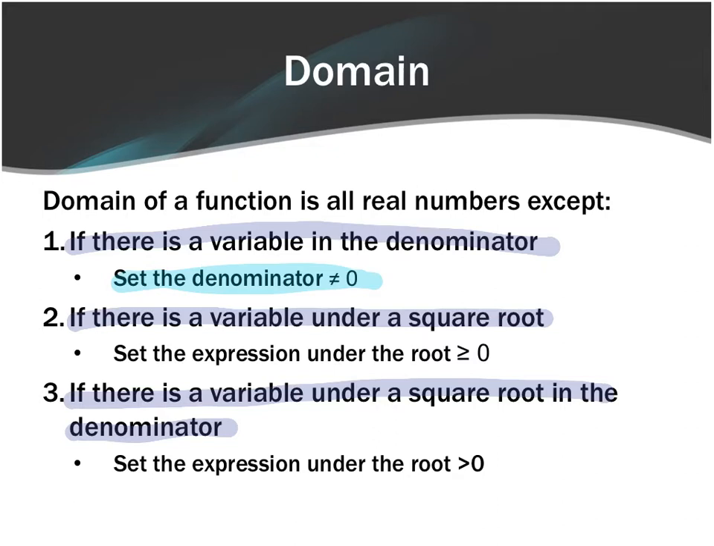If there's a variable under a square root, then we say whatever's underneath the square root has to be greater than or equal to 0 because we can't square root a negative number. And then if that square root is in the denominator, now we say it's got to be greater than 0. It can no longer equal 0 because it's in the denominator, and if it equals 0 in the denominator, it is undefined.